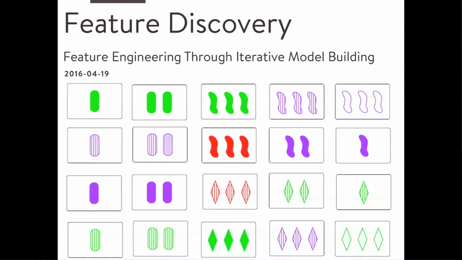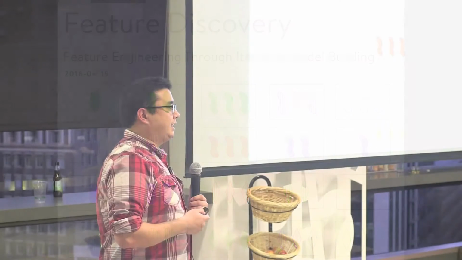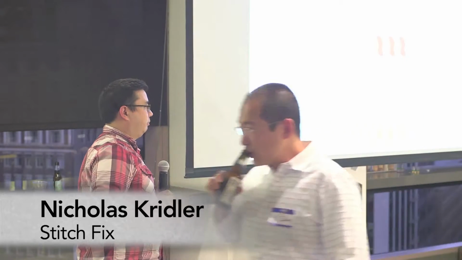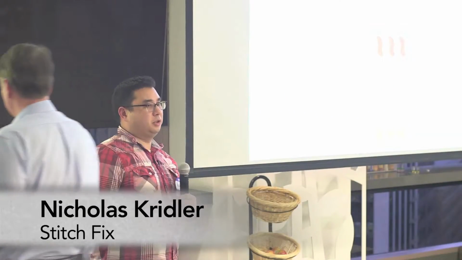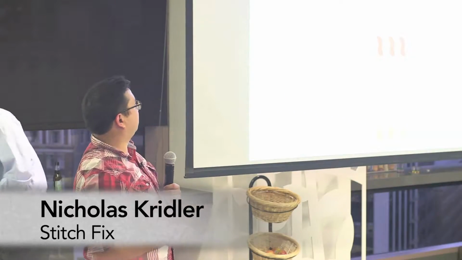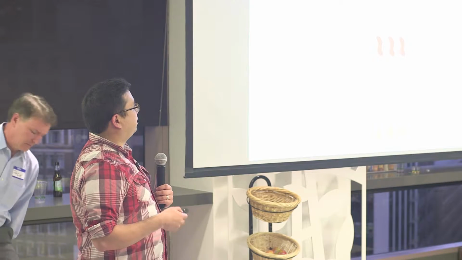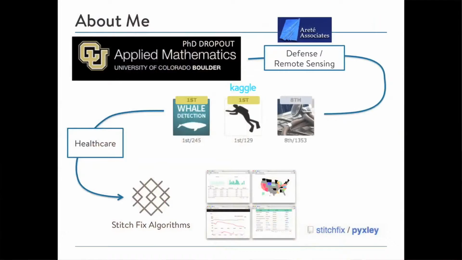Again, my name is Kridler, and I'm a data scientist on the merge algorithms team here at Stich. Tonight I'm going to be talking to you about what I'm calling feature discovery. It's the idea of feature engineering through iterative model building. So as you build a model, you learn from what comes out of it, and then use that to add new features.